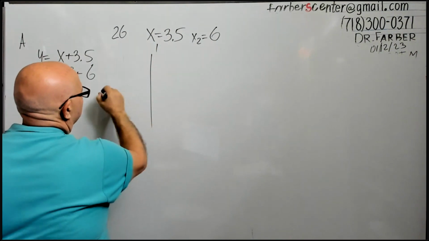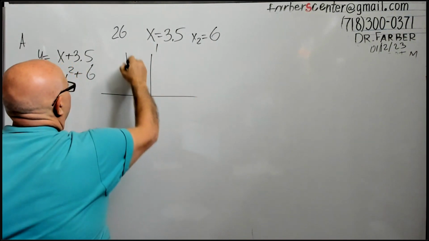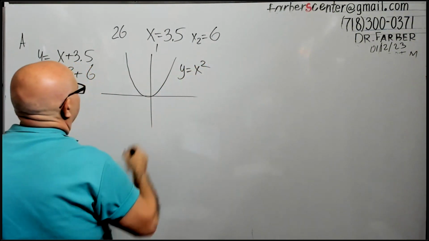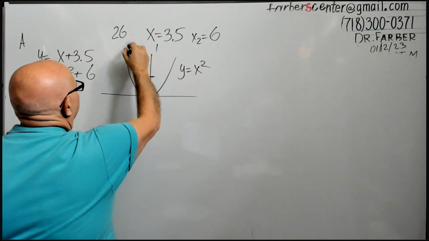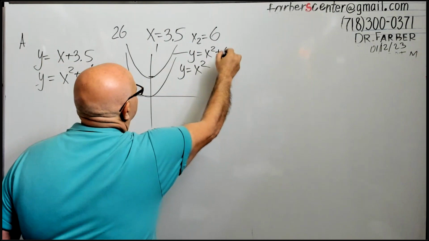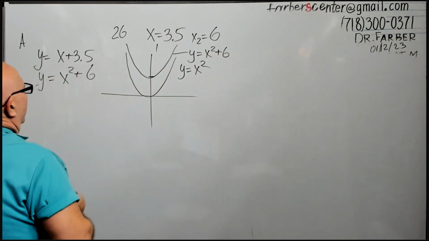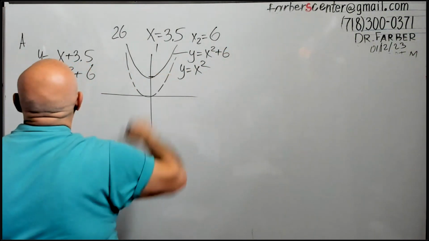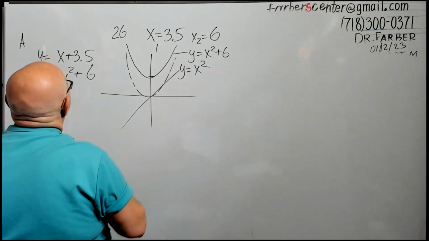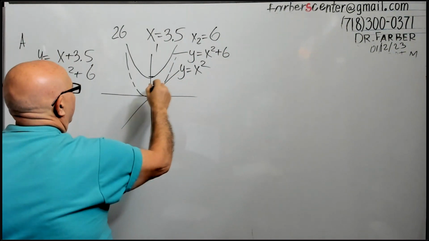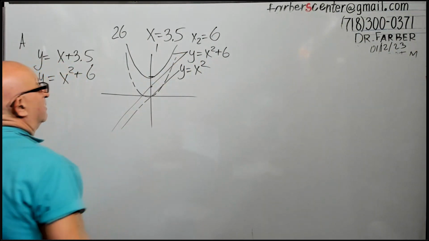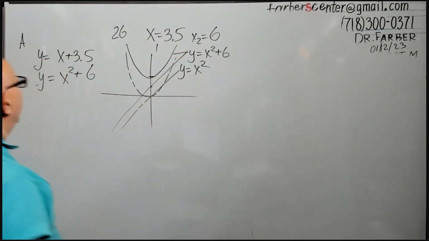For instance, y equals x squared plus 6. This is x squared plus 6, and this you don't need anymore. y equals x is symmetrical and goes through this one. x plus 3.5 goes over there. We don't need this anymore. And you see this line and this parabola never intersect. So A is not the answer.